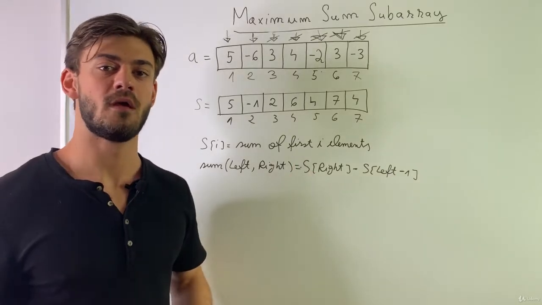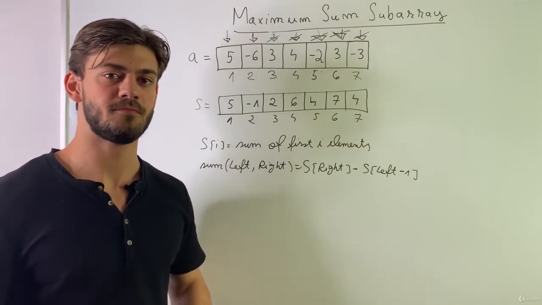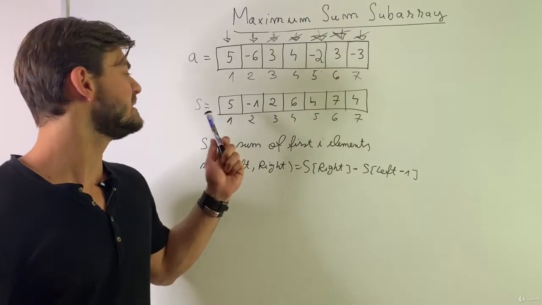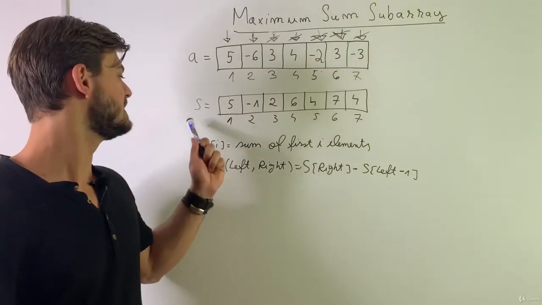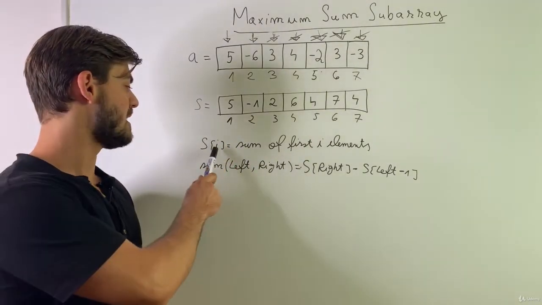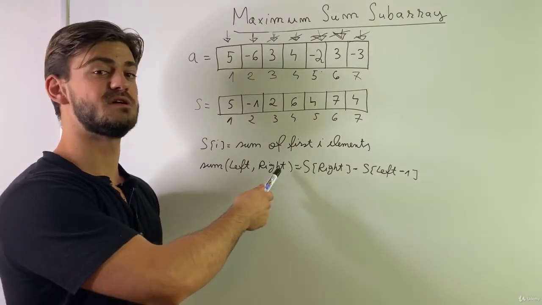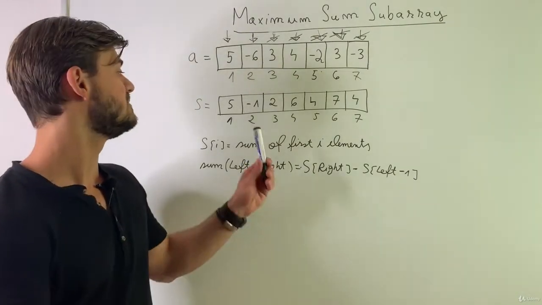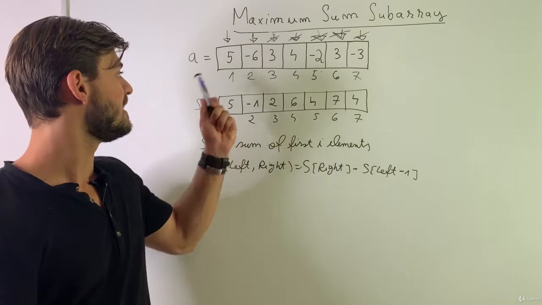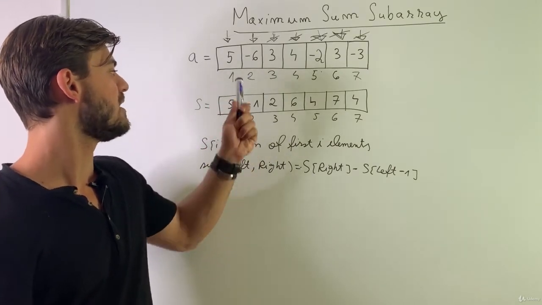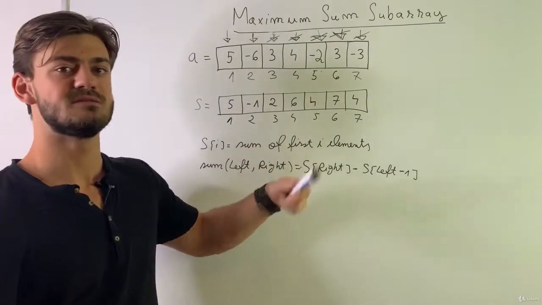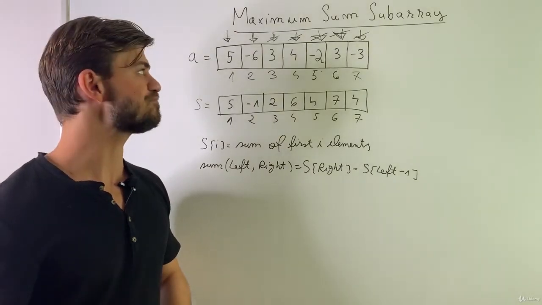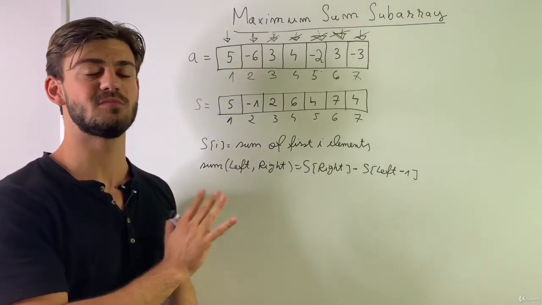Okay, so for the partial sums approach, like we know it, we are going to build an extra array, which is called S, right? And S_i actually means the sum of the first i elements, right? So I build it here. S1 is 5, obviously S2 is -1, 2, 6, and so on. Alright? So, how can we use this partial sums array?